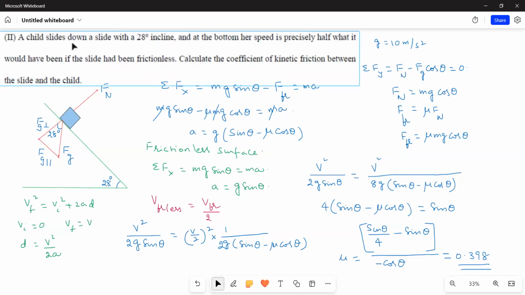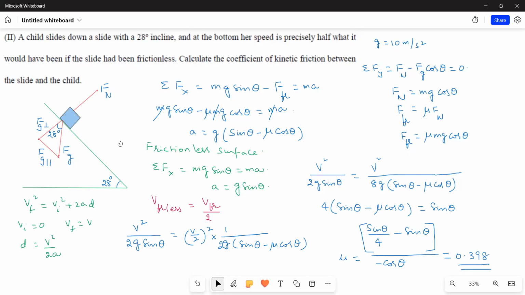A child slides down a slide with a 28-degree incline, and at the bottom, her speed is precisely half what it would have been if the slide had been frictionless. Calculate the coefficient of kinetic friction between the slide and the child.